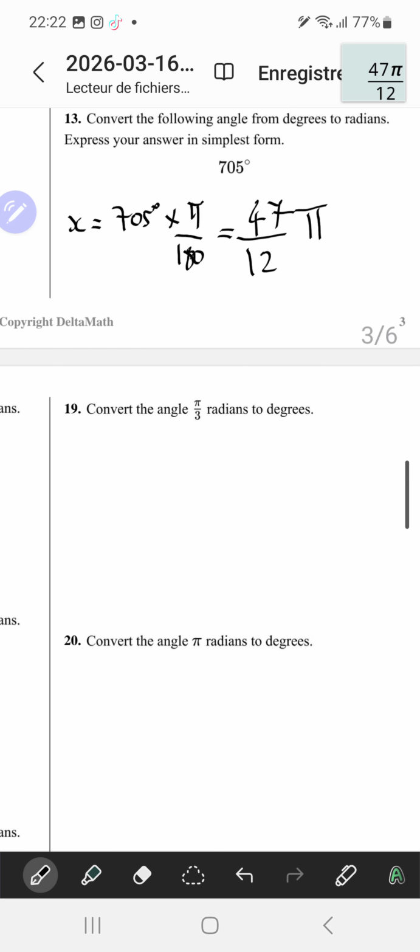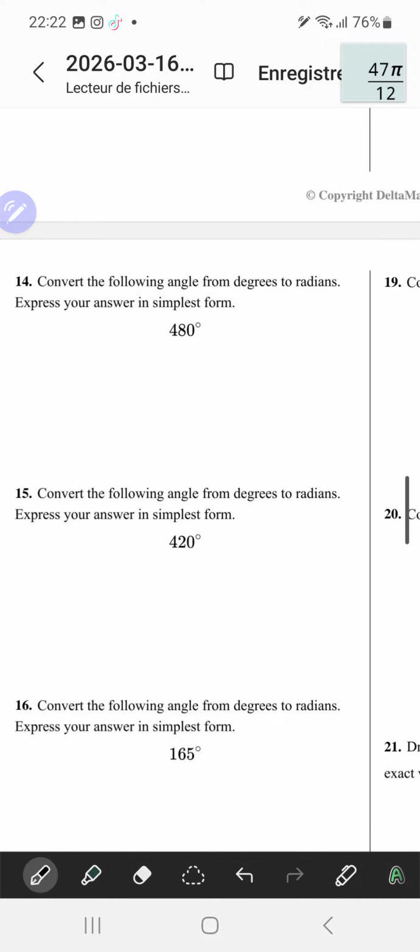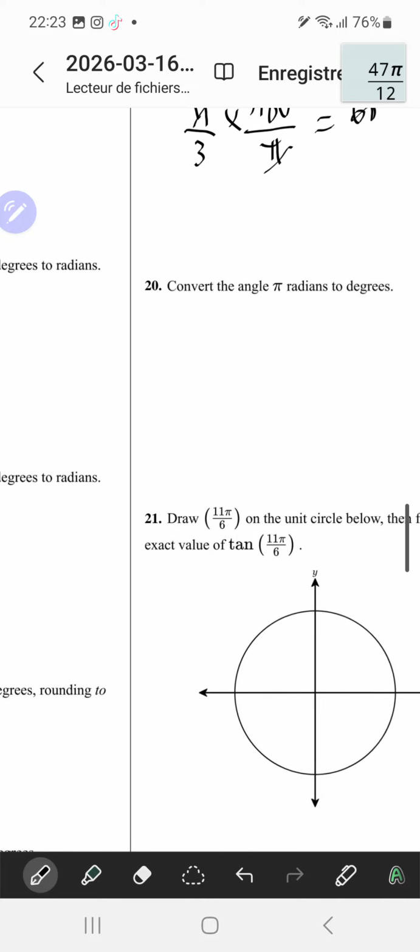Same, you can do it. Now you can do it. You just have to multiply by the inverse. So it's pi over 3. So it's 60. This you can do it. Now you can do everything.